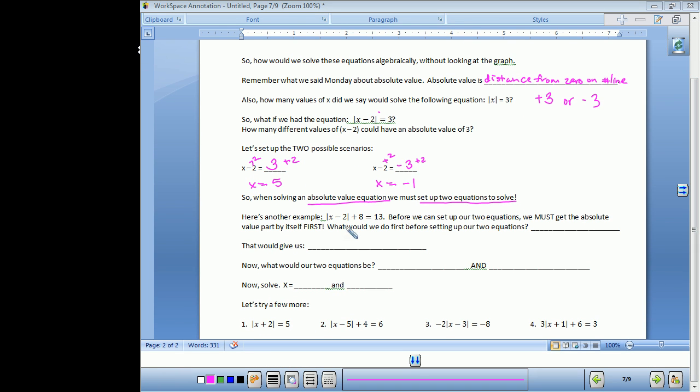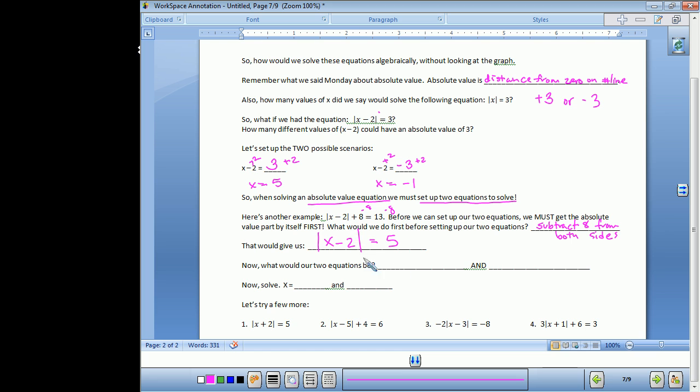Okay, so here's another example. It's got more stuff, but it's the same idea. Before we can set up our two equations, though, first we must get the absolute value part by itself. So what do we have to do to this equation to get the absolute value part by itself? Subtract 8. So we're going to subtract 8 from both sides. Okay, so when we subtract 8, that gives us absolute value of x minus 2 equals 5.